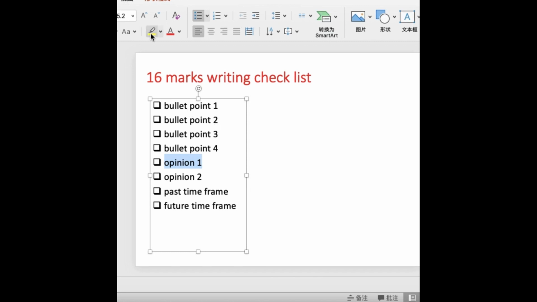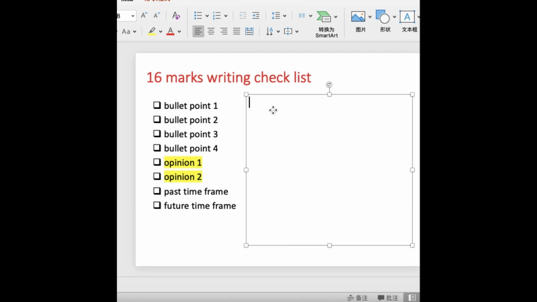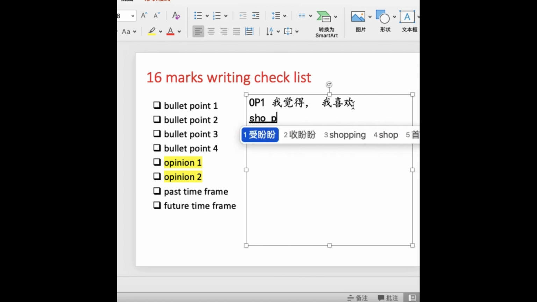Okay, now once you have done your plan for each bullet point, it's time to have a look at your checklist. Opinion 1, opinion 2. So opinion could be something you like, something you dislike, you think this is good, you think this is bad. Now I want you to look at your plan and have a look which bullet point you could include your opinion. For example, if this writing, bullet point 2, is positive and negative aspects of shopping online.